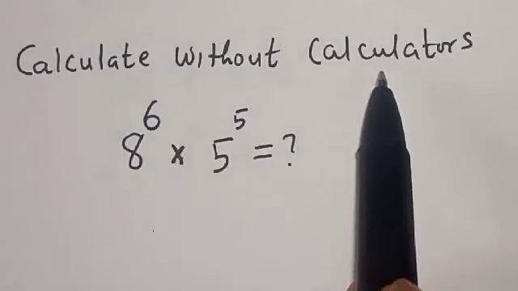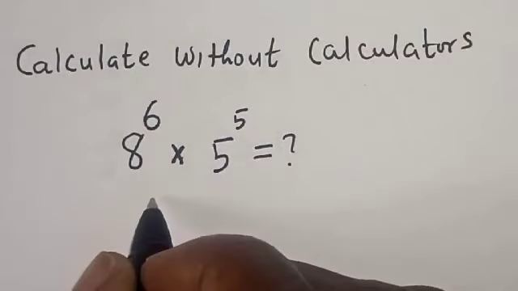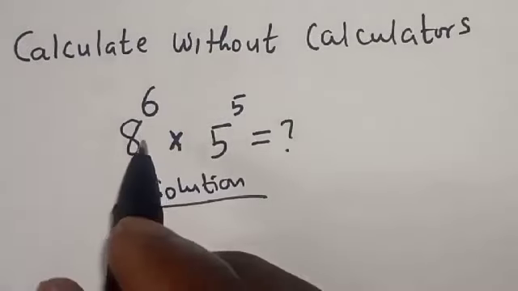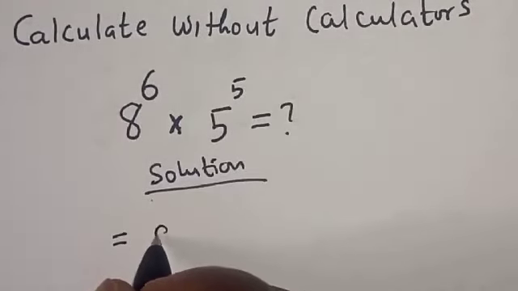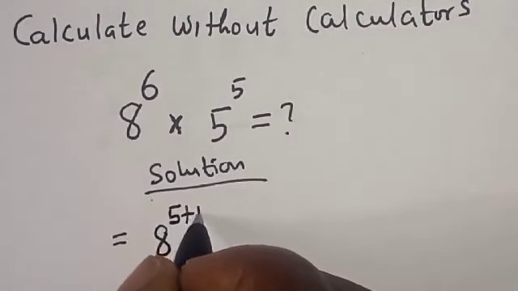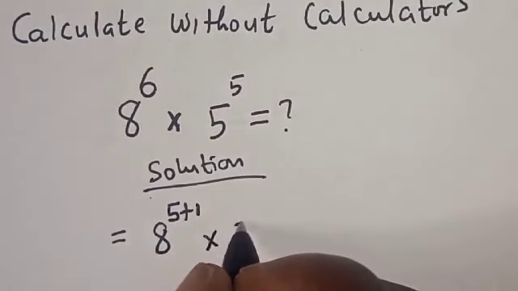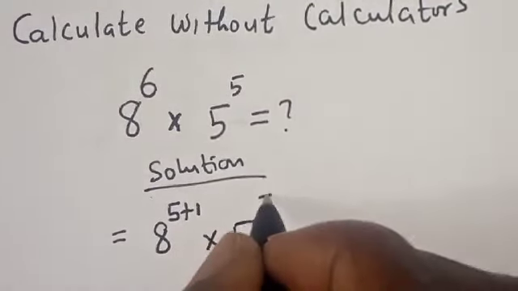Calculate without calculators: 8 raised to power 6 multiplied by 5 raised to power 5. Solution. 8 raised to power 6 can be written as 8 to the power of 5 plus 1, multiplied by 5 to the power of 5.